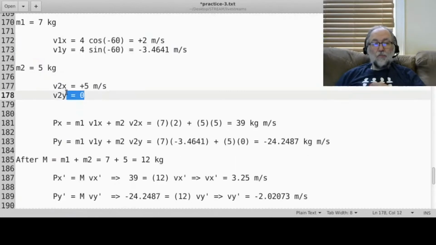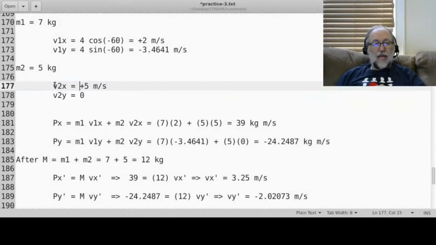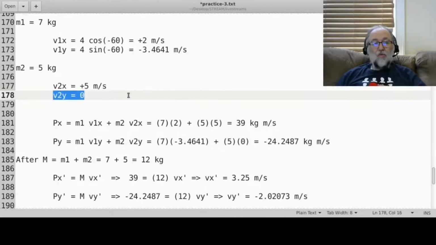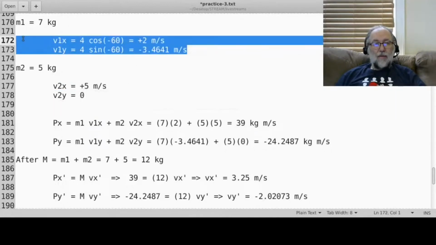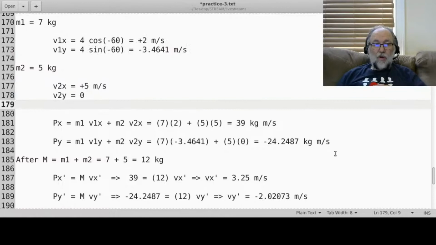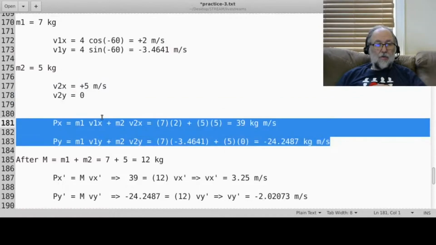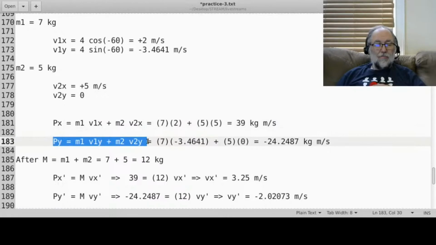For M2, that one was the easy one because it was purely along the x direction. Okay, and so it was 5 meters per second along the x direction. So V2x is 5 meters per second. V2y is 0. There's no y component at all. Okay, so there you go. We've broken up all the velocities into their x and y components, and you say, well, now what? Well, now we calculate the total momentum before, and that's this here. Okay, both of these expressions are the total momentum before.